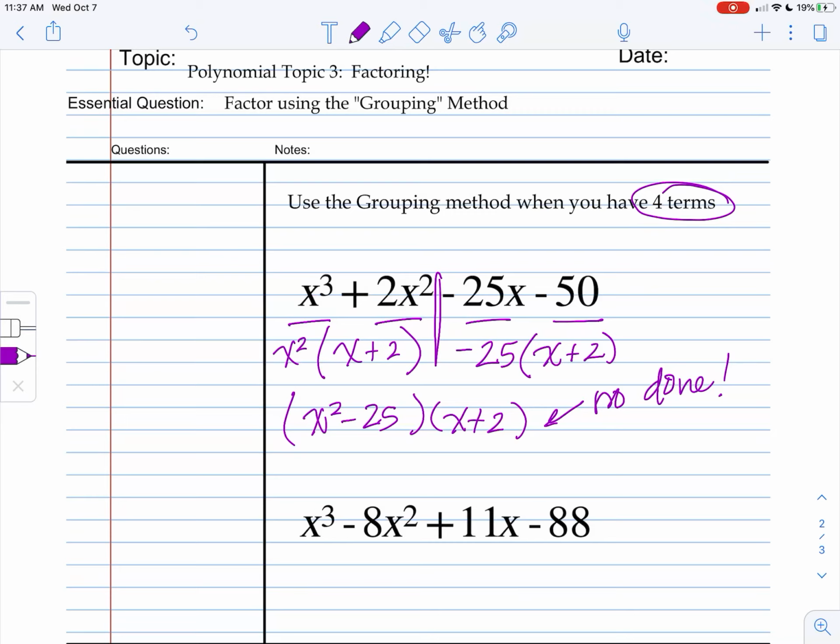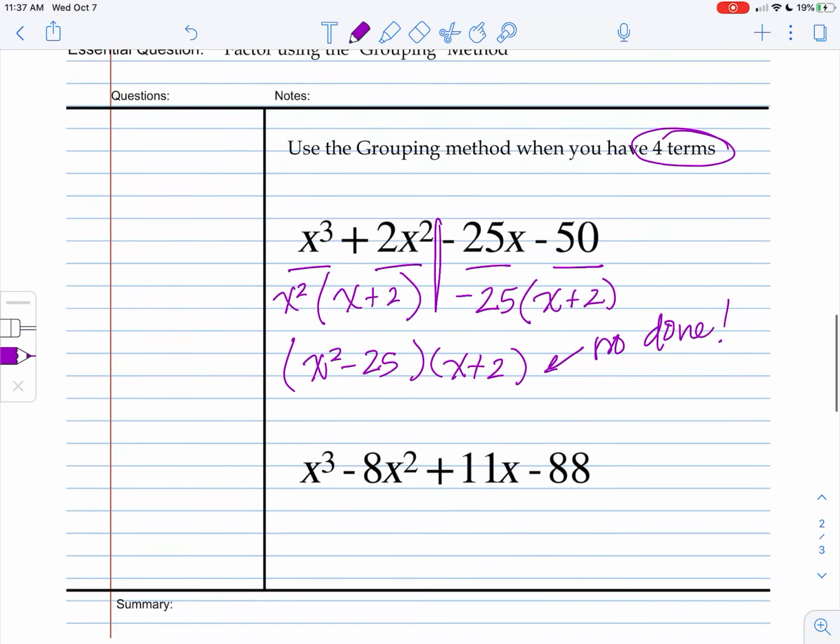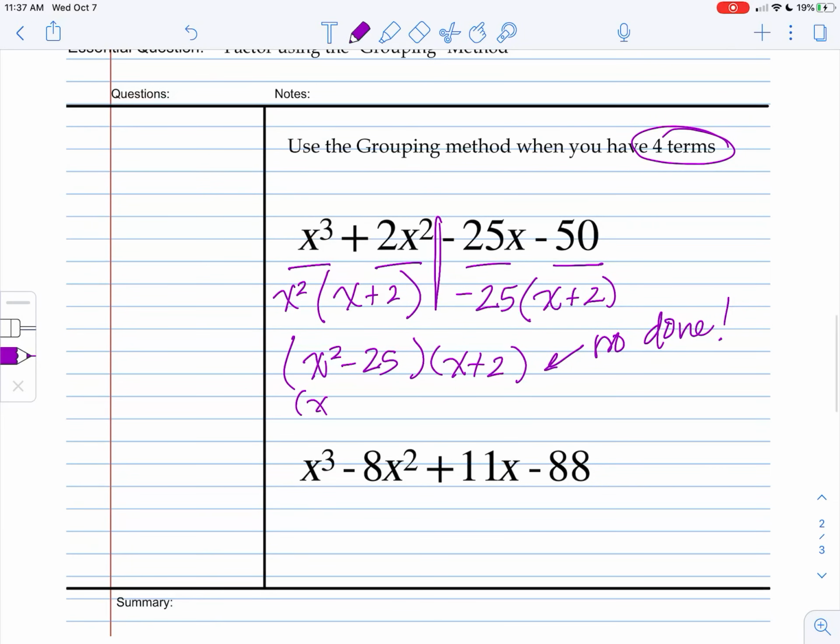I'm looking at x squared minus 25, and a big flashing light is going off in my head saying, look, that's the difference of perfect squares. So I need to factor this one more time into x plus 5 and x minus 5. And don't forget this one.